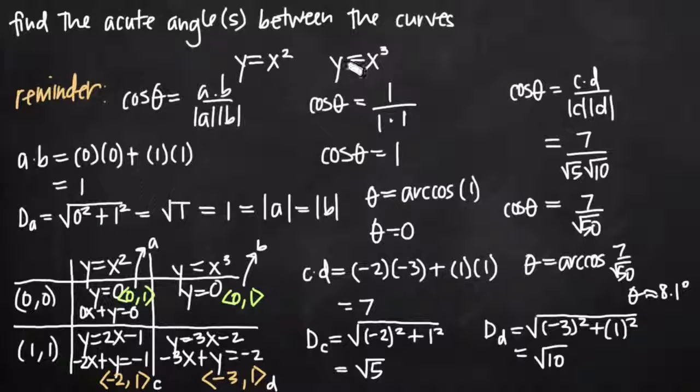So when I write my final answer, what I really want to say is that my angle is 0 degrees at the point 0, 0, and my angle is approximately 8.1 degrees at the point 1, 1. These are the acute angles between the curves.